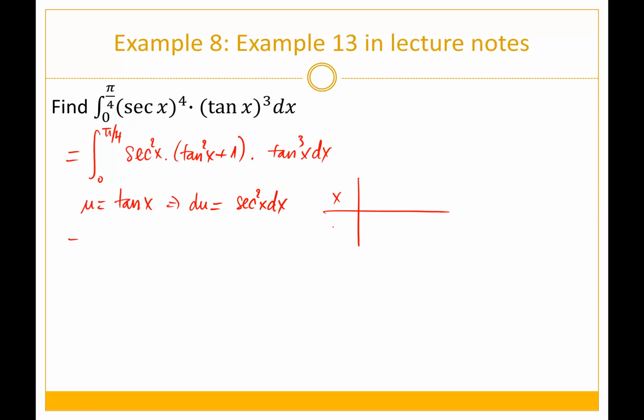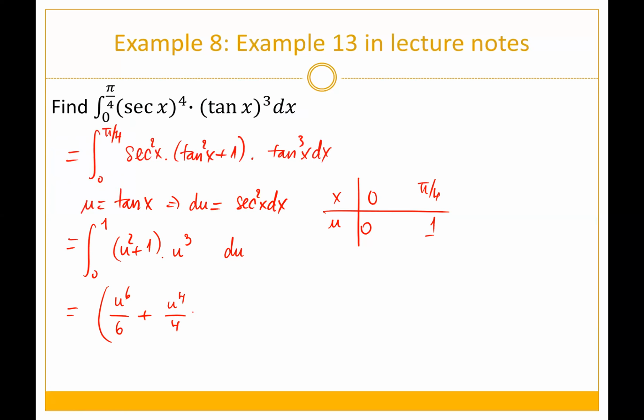Again, do the change of variable. 0 to pi over 4, so it's going to be 0 to 1. So your integral is going to be from 0 to 1. This secant squared dx is du. U squared plus 1 multiplied by u cubed, which is going to become u sixth over 6 plus u fourth over 4, from 0 to 1, which is 1/6 plus 1/4, giving me 5/12. So again, this is my final answer for this question.